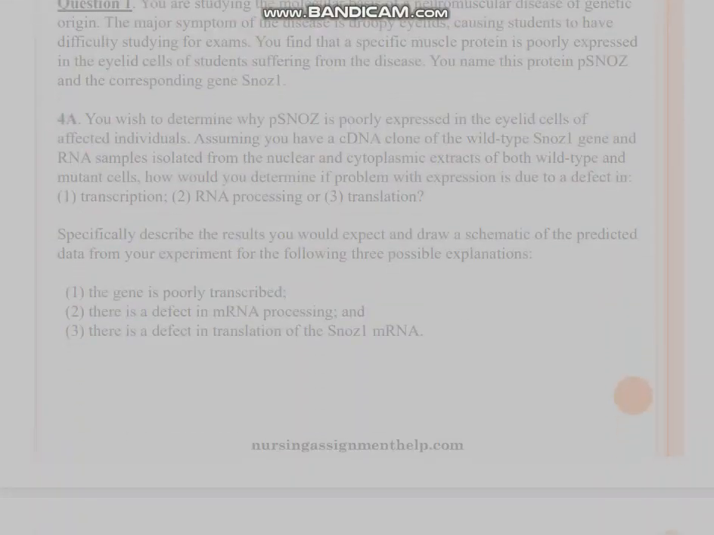Question 1. You are studying the molecular basis of a neuromuscular disease of genetic origin. The major symptom of the disease is droopy eyelids, causing students to have difficulty studying for exams. You find that a specific muscle protein is poorly expressed in the eyelid cells of students suffering from the disease. You name this protein PSNOZ and the corresponding gene SNOZ1.